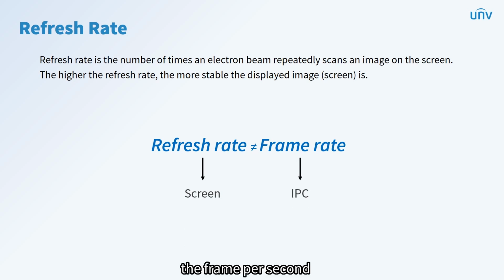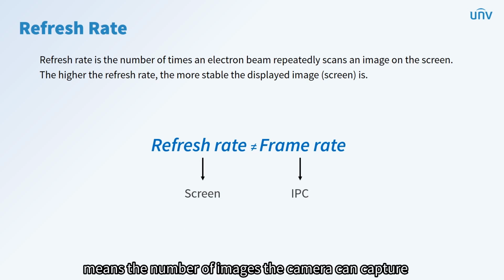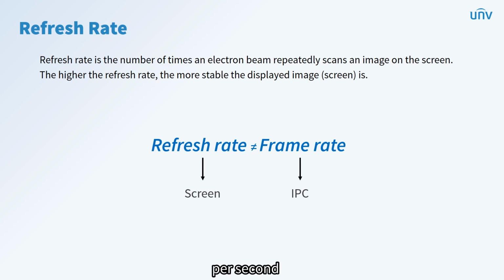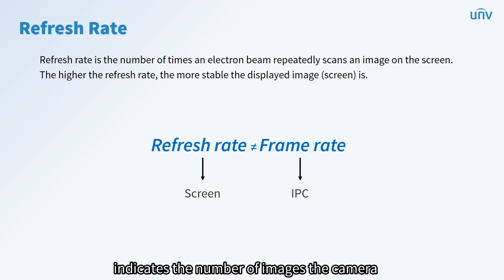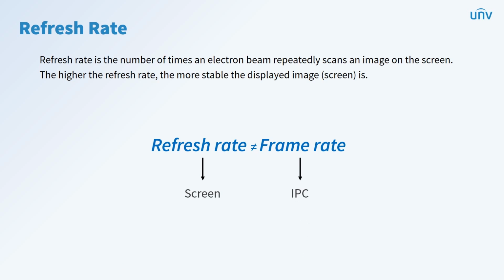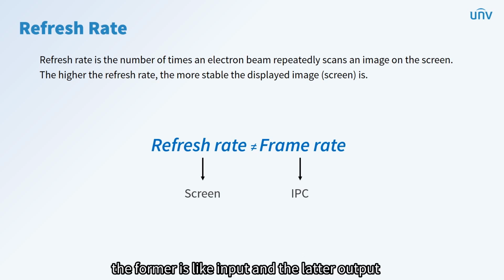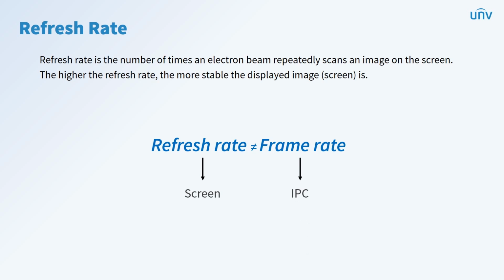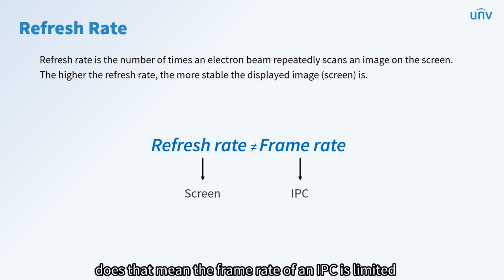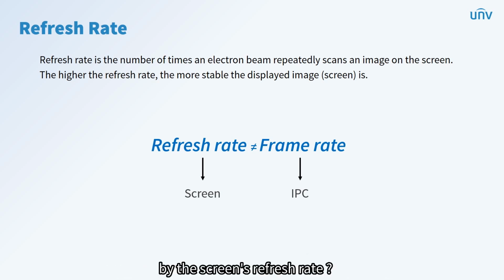The frame per second in a camera means the number of images the camera can capture per second, while the refresh rate indicates the number of images the camera can display on the screen per second. The former is like input and the latter output. Does that mean the frame rate of an IPC is limited by the screen's refresh rate?